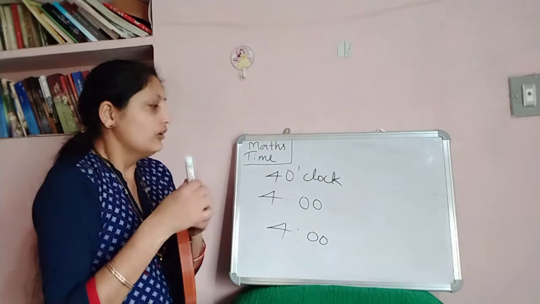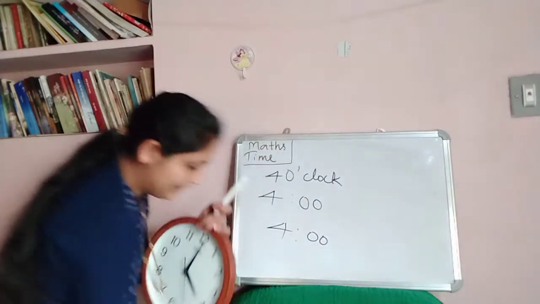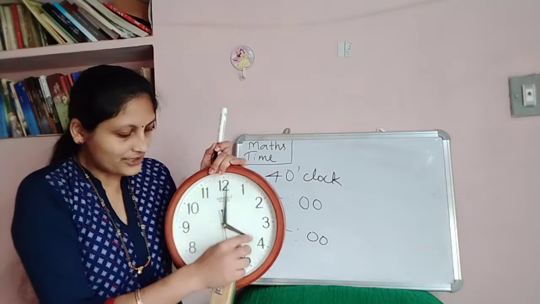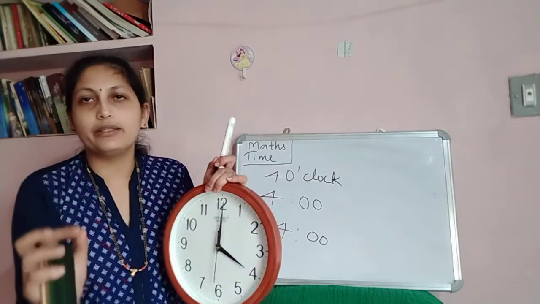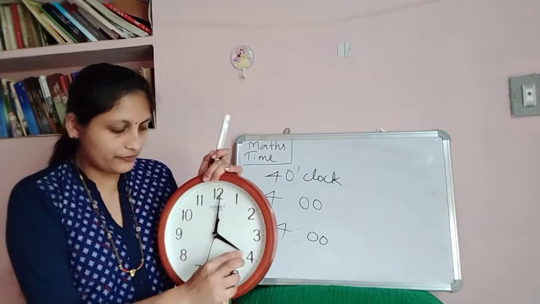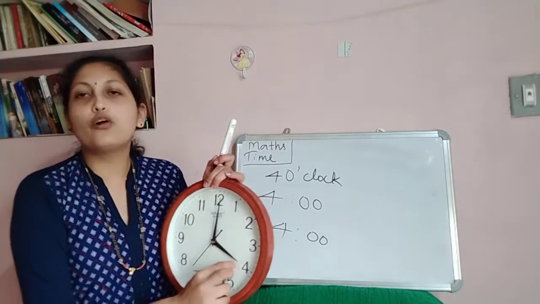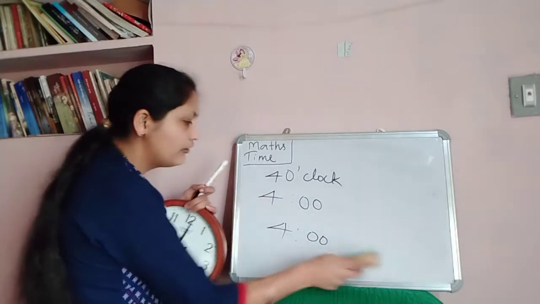So how to read the time? When the long hand is at 12, see where the short hand is; that is the time in the given clock. It is now at 4 and the long hand is at 12. So the time is 4 o'clock.